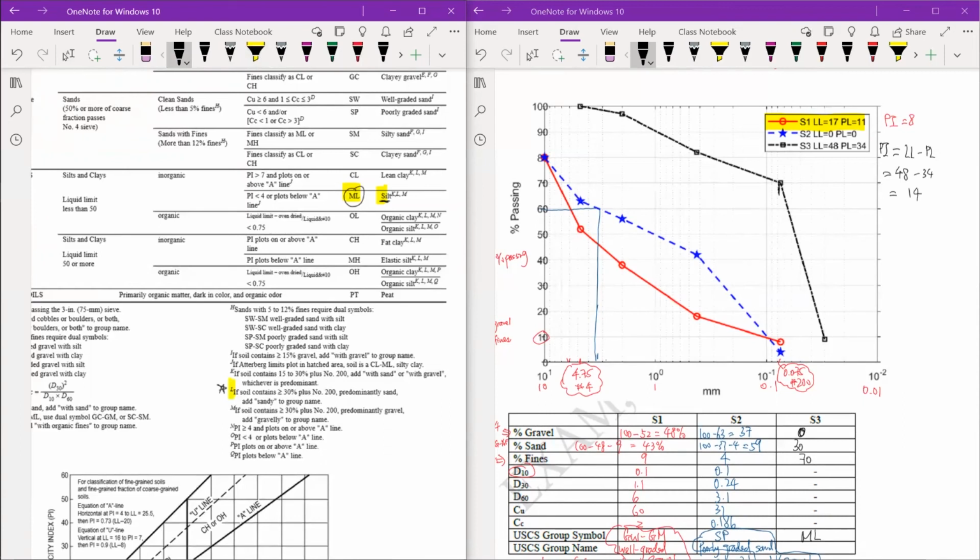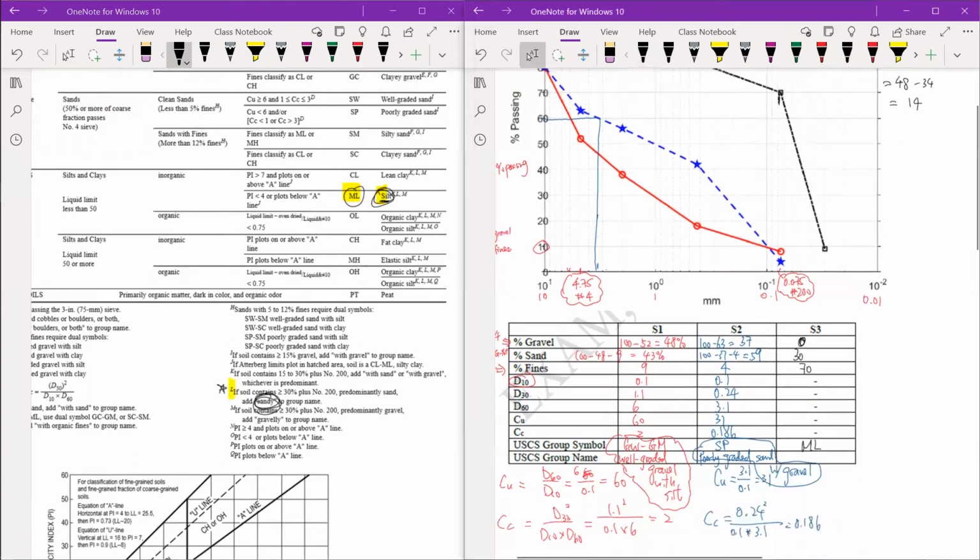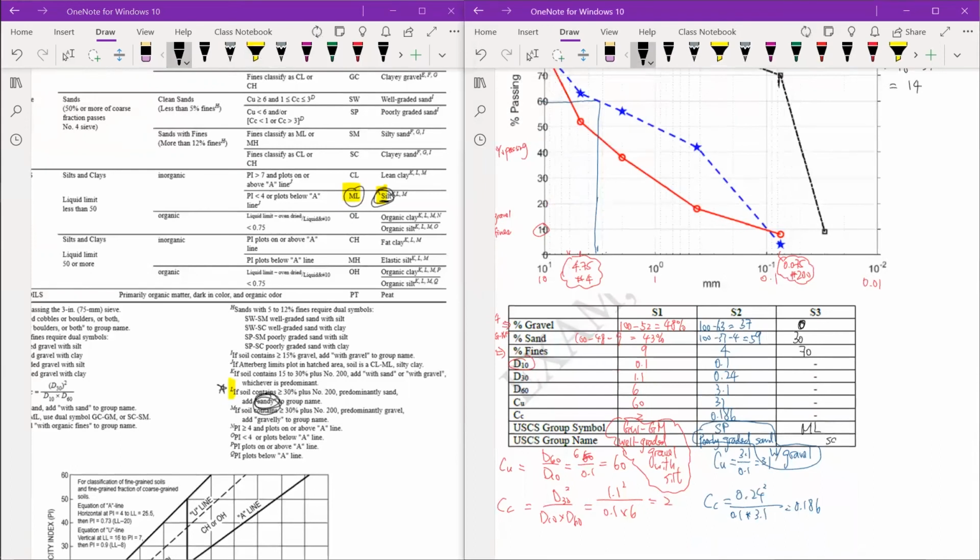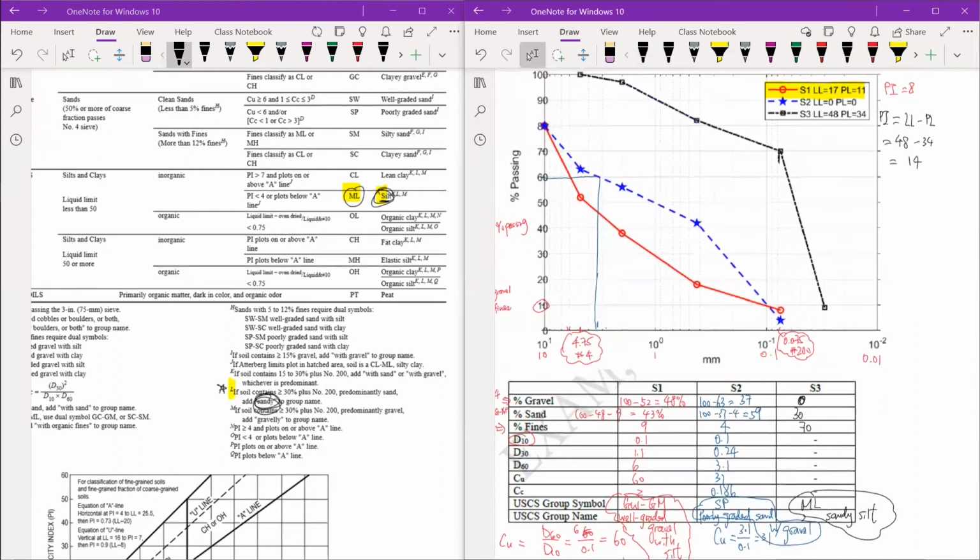So we fulfill the case of L right here. So we need to add sandy to the group. We know this is a silt, and we need to add sandy to it. So it's just a sandy silt. So with that, we also classify this soil sample as sandy silt for sample number 3, ML material.